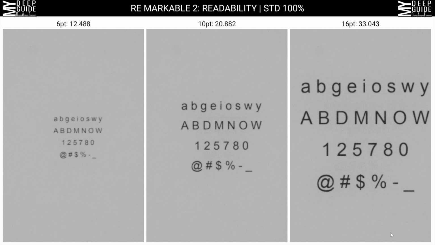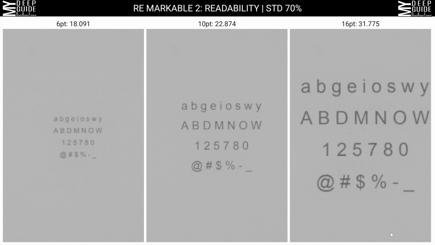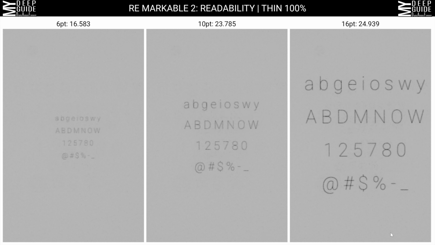Remarkable 2 is similar to Remarkable 1, and I think that the performance seems to be on par. We will see what the final results are, but initially this looks fairly similar and very readable and legible across the font sizes and font color. Checking out the thin fonts, here, while it's still legible and readable, it is noticeably worse quality than what we actually saw on the Remarkable 1.